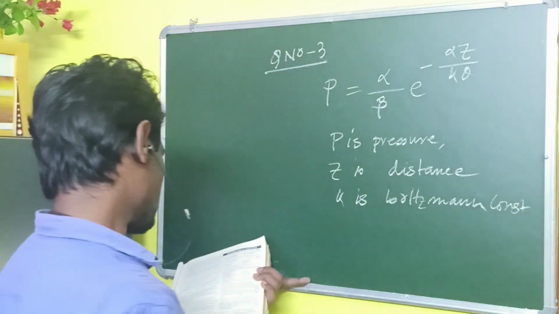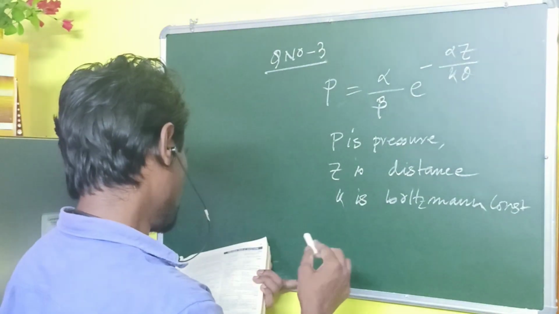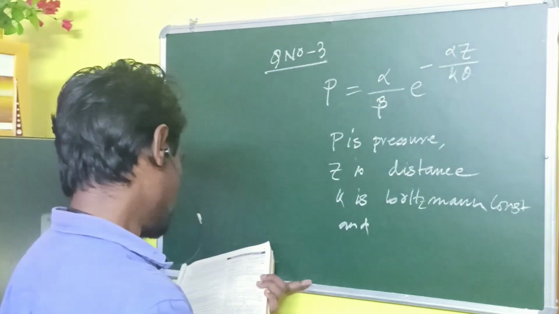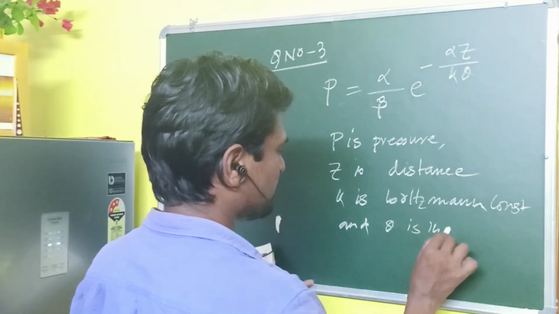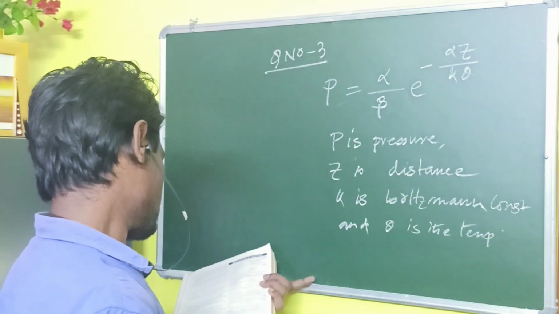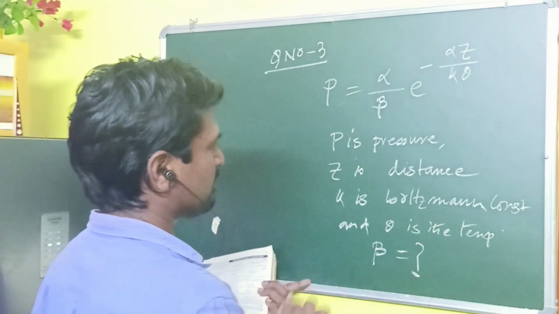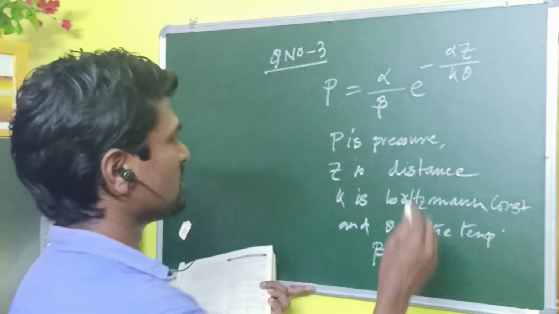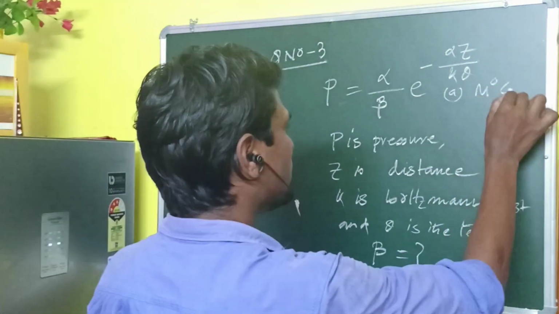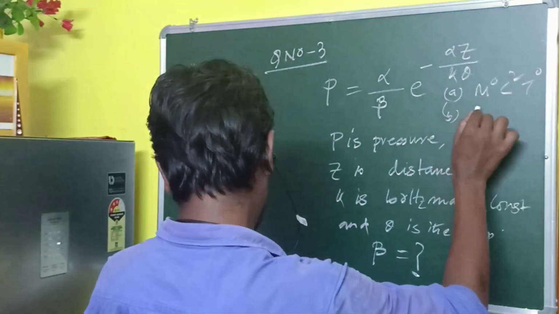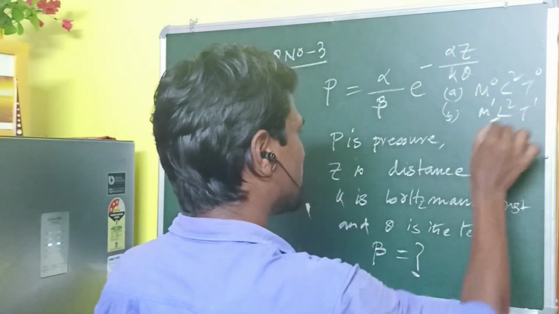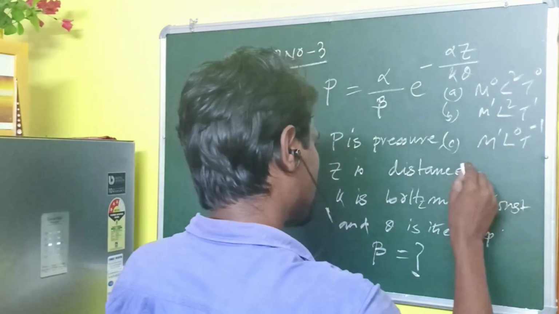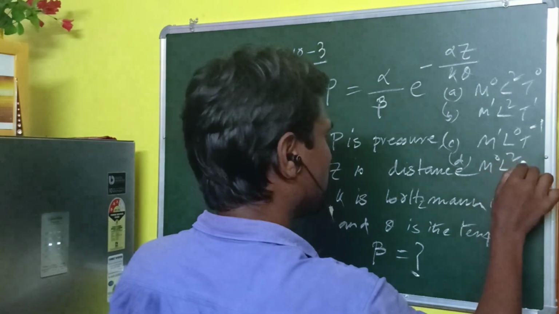Students, if this is not known to you, and you think this is a new concept or new physical quantity, then go through my first lecture. Here theta is the temperature. What is the dimension of beta? You have to calculate the dimension of beta, and the options are given: A, M0 L2 T0; B, M1 L2 T1; C, M1 L0 T minus 1; and D, M0 L2 T minus 1.